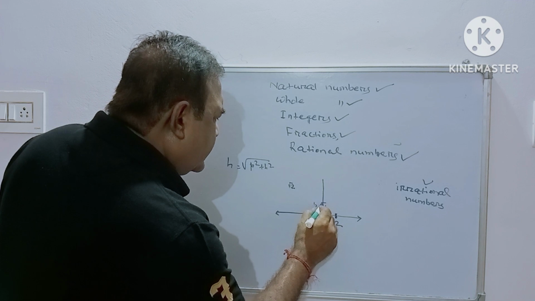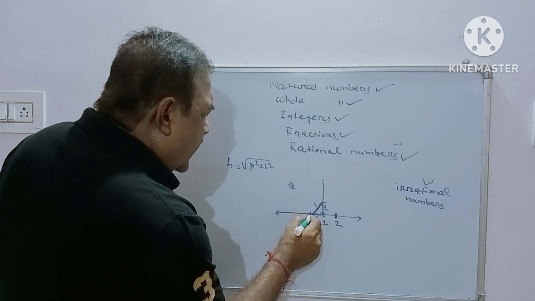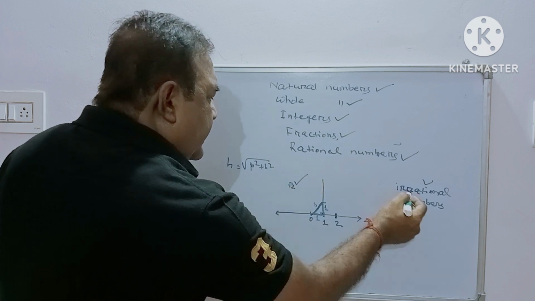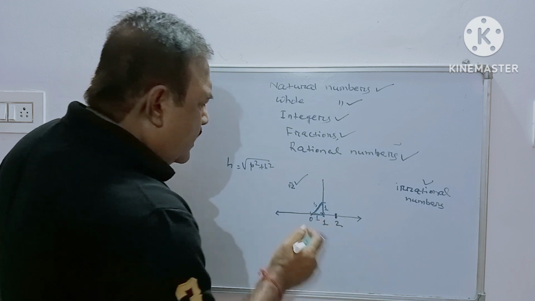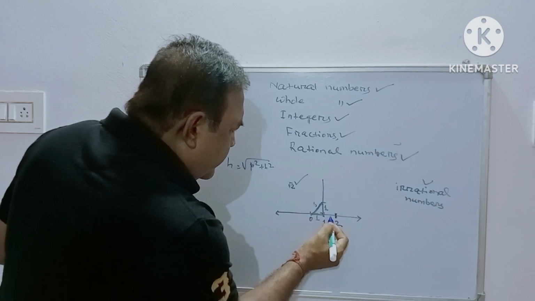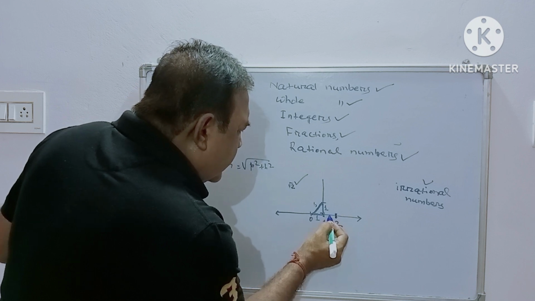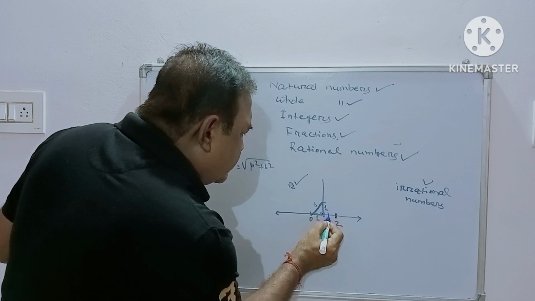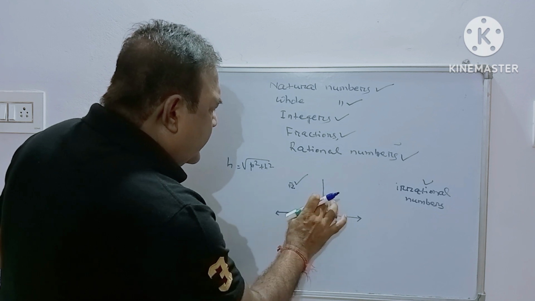With the help of the compass, you place the metallic end of the compass at the point 0 and move it like this. It will cut nearly at the midpoint 1.5. Taking O as the center and this h distance, that is root 2, with the help of the compass you draw an arc that intersects this number line here. So this point is root 2, which is an irrational number. You will learn it in the higher class, in the 9th class.